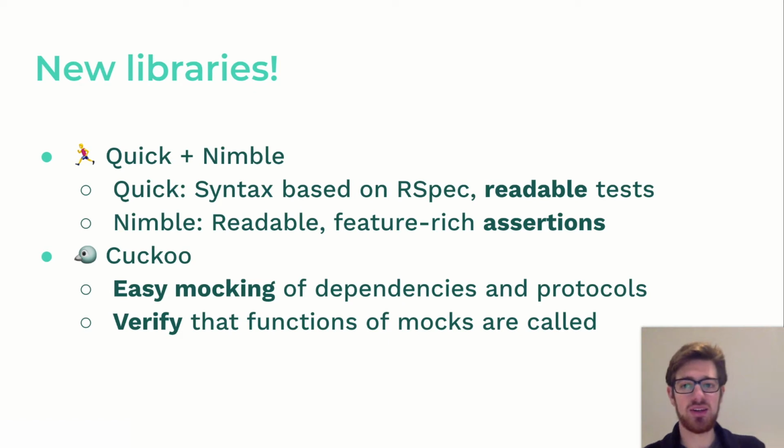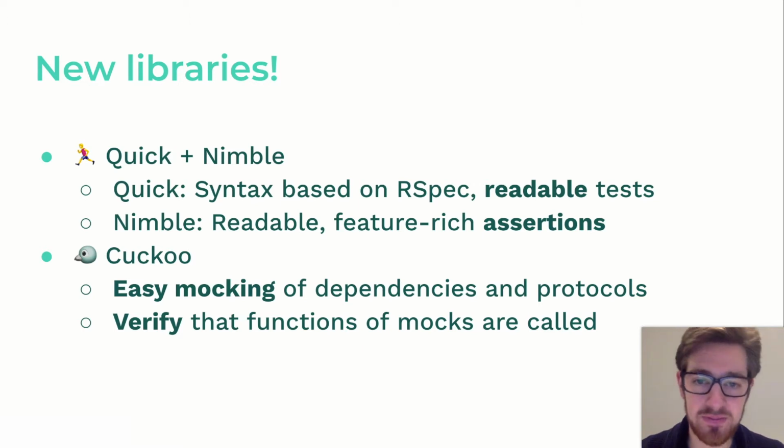So to achieve this, we ended up using a couple of libraries we found and I'm very happy with. So the first two are Quick and Nimble. These two libraries work very closely together. Quick offers syntax to make very readable tests. It's based on RSpec, which is a popular Ruby library for writing tests. And we'll look at some examples of that a bit later. And Nimble offers readable and feature-rich assertions, making it easy to say, for example, I expect this property to have this value. And again, we'll look at examples of this later.